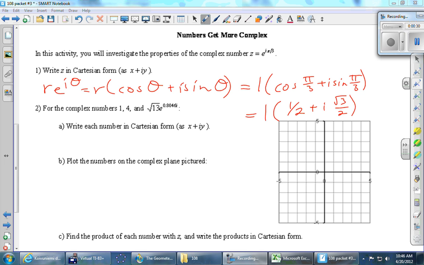The i is embedded in that vertical axis, right? So we're going 1/2 to the right, which is around there. Root 3 over 2, you can type it on the calculator. It's like 0.866. So that's somewhere near towards the top. And we get the point right here. So that is z.